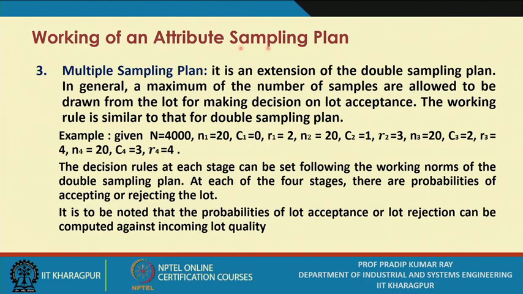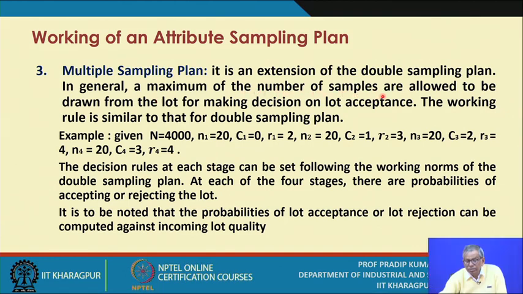The point I have already mentioned. In general, a maximum of two, or more than two, samples are allowed to be drawn from the lot for making decisions on lot acceptance. So here a maximum of more than 2 samples. The working rule is similar to that of a double sampling plan.